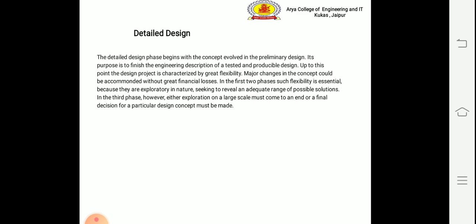In the first two phases, such flexibility is essential because they are exploratory in nature, seeking to reveal an adequate range of possible solutions. In the third phase, however, exploration on a large scale must come to an end, or a final decision for a particular design concept must be made.